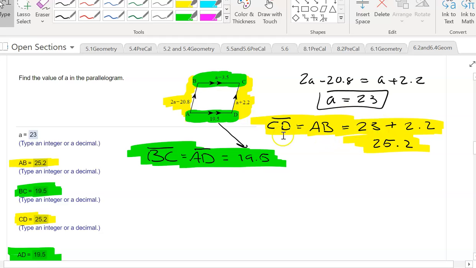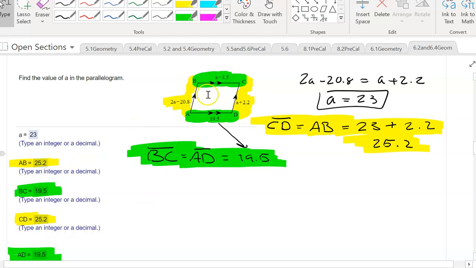So next step is then to find out the lengths of these sides. So we have opposite sides are equal, so I only have to plug it in for one of them. So I'm setting CD and AB equal to each other. It's easier to plug it in here. I could have also plugged it in here, but I chose this one. So I plugged in the A value here and I get 25.2 for both AB and CD.